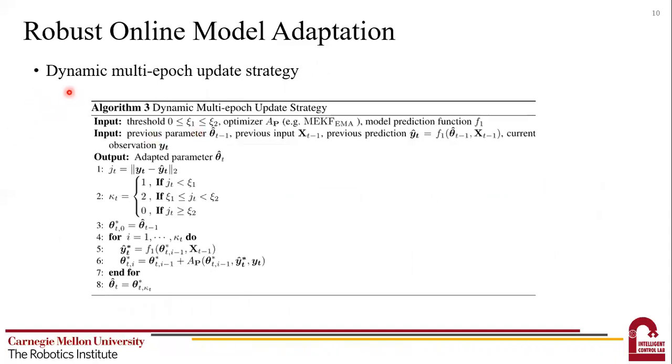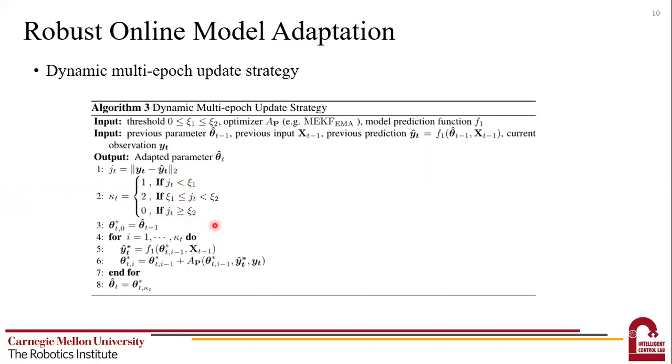Combined with our dynamic multi-epoch update strategy, we propose a very straightforward criterion C to determine the number of epochs for every sample, as shown in the algorithm. Two thresholds, epsilon1 and epsilon2, are used to discriminate easy, hard, and anomaly samples. Before updating the parameter, we calculate the prediction error of the sample.